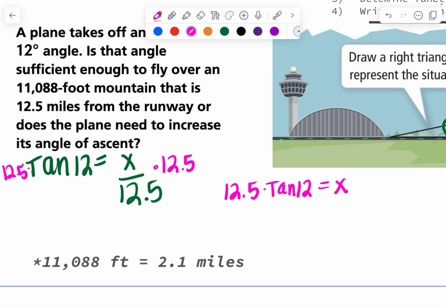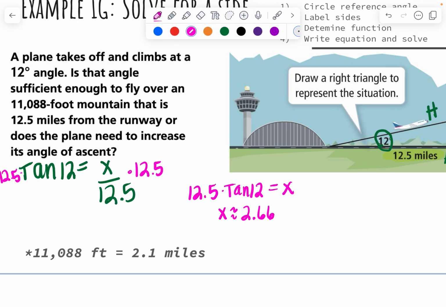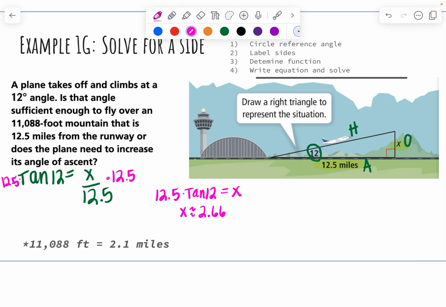If you put that in your calculator, you would get that x is approximately 2.66. So that means the plane could fly over something that is 2.66 miles high. And this mountain that they're talking about is only 2.1 miles high. So yes, the plane can fly over the mountain.